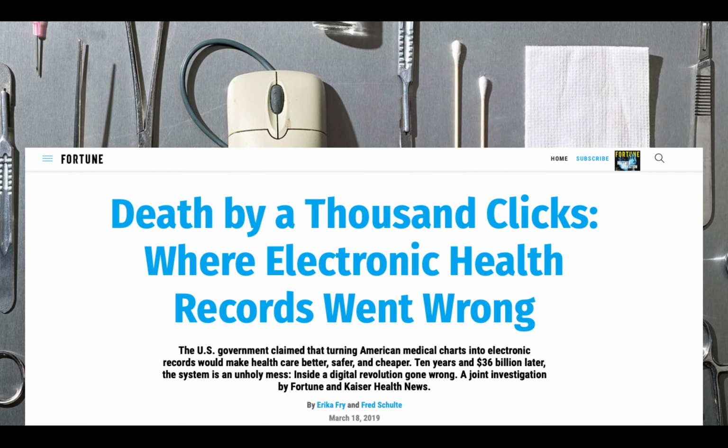The second article, Death by 1,000 Clicks, here in Fortune, as well as through Kaiser Health News, discusses a lot more of the backstory to this EHR problem. They go through what has been documented by other people, such as in Bob Wachter's book, the story of how the 2008 recession caused the government to look for shovel-ready projects into which they could inject capital to stimulate the economy. And it just turned out that the digitization of paper records in America was one of these shovel-ready projects.